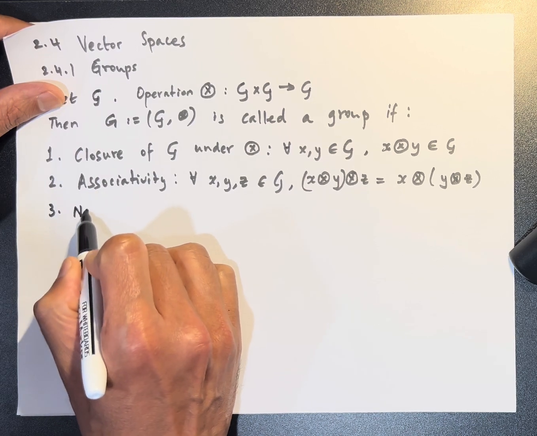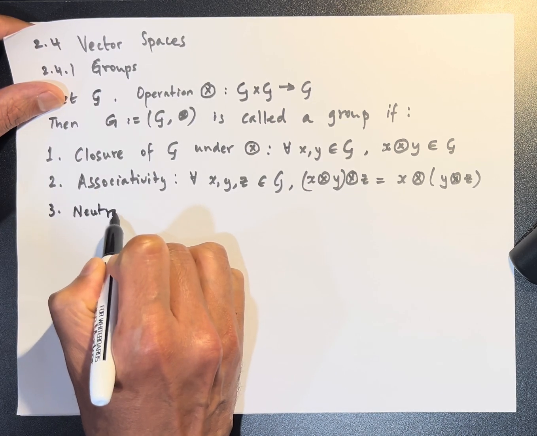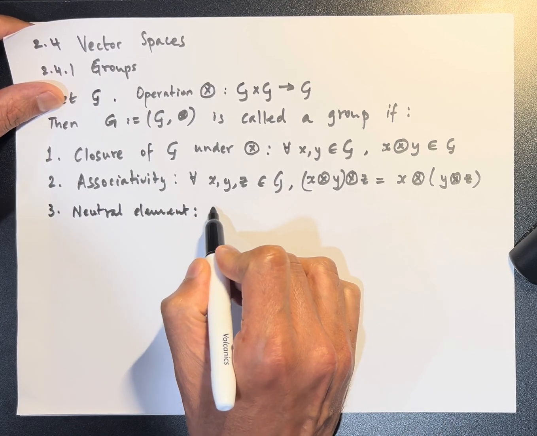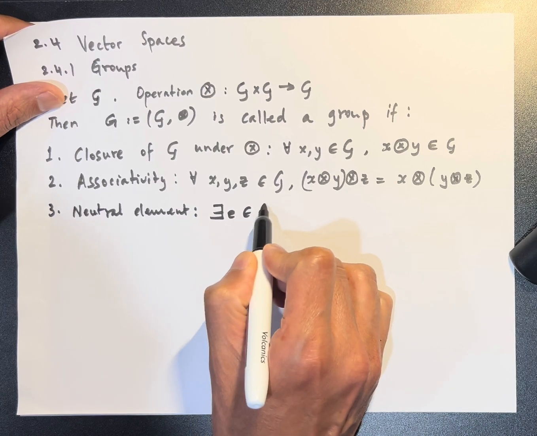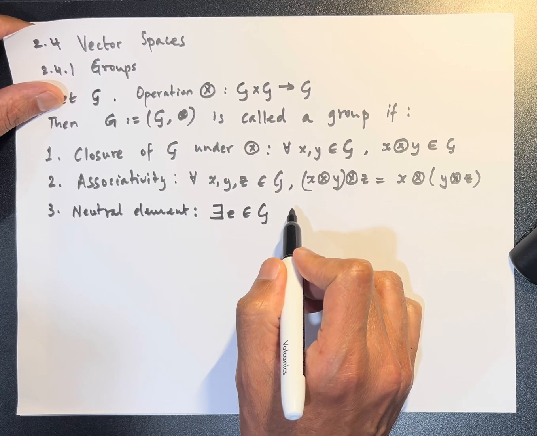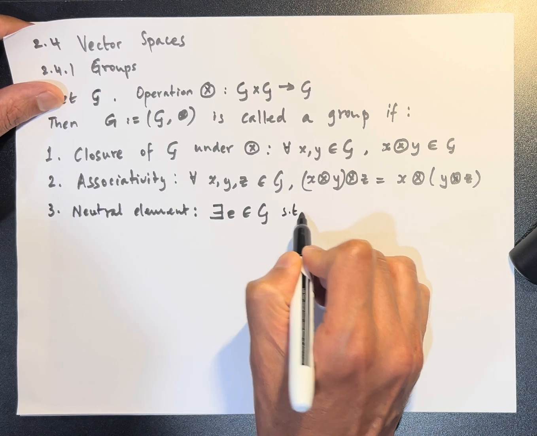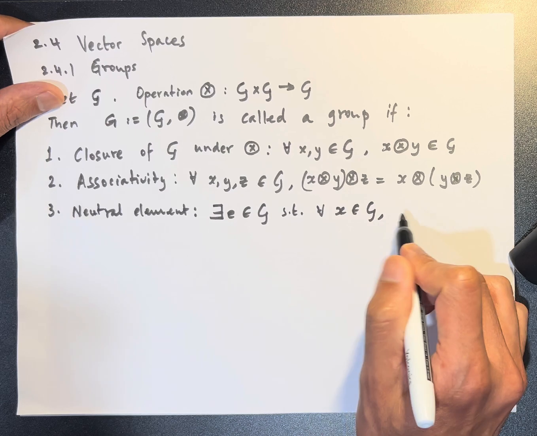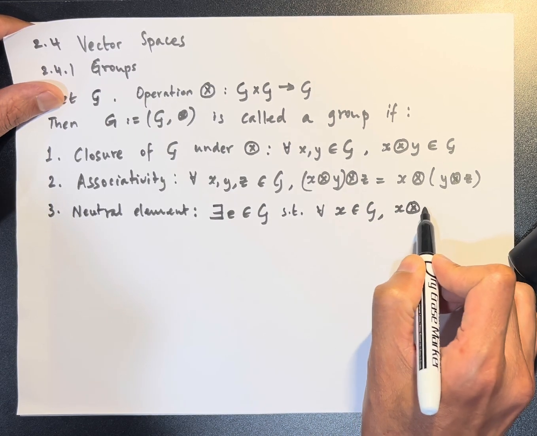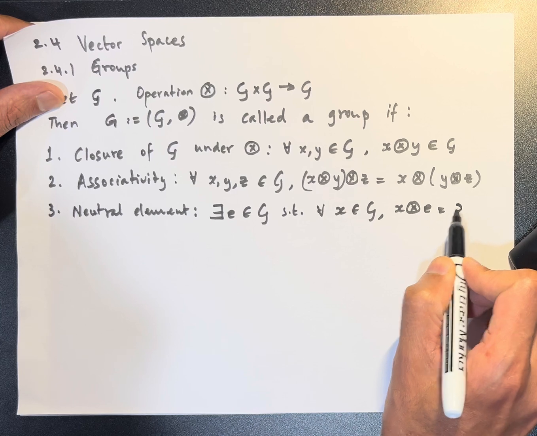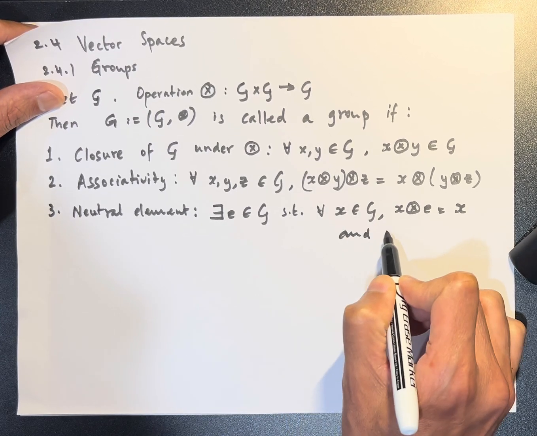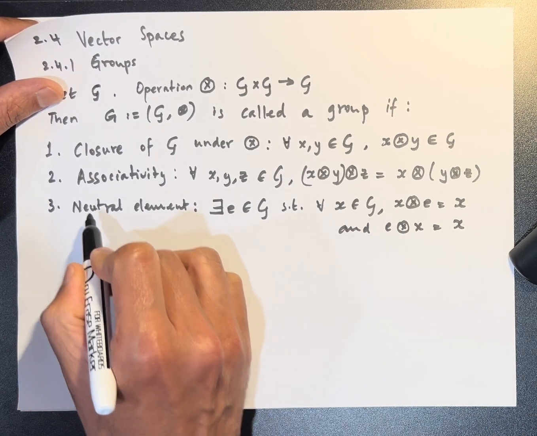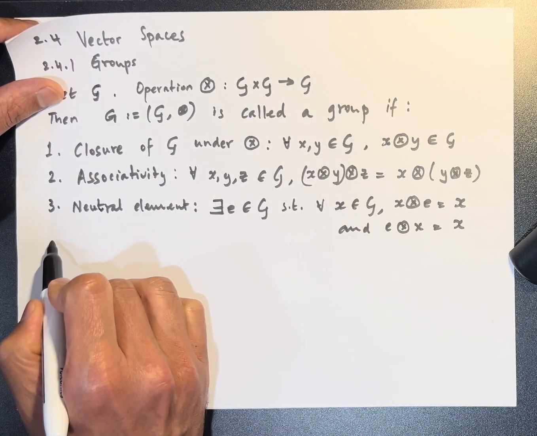The third one is what is known as the neutral element. There exists an E in G such that for every x in G, x operated with E gives you x, and E operated with x also gives you x. This is called the identity element in general.